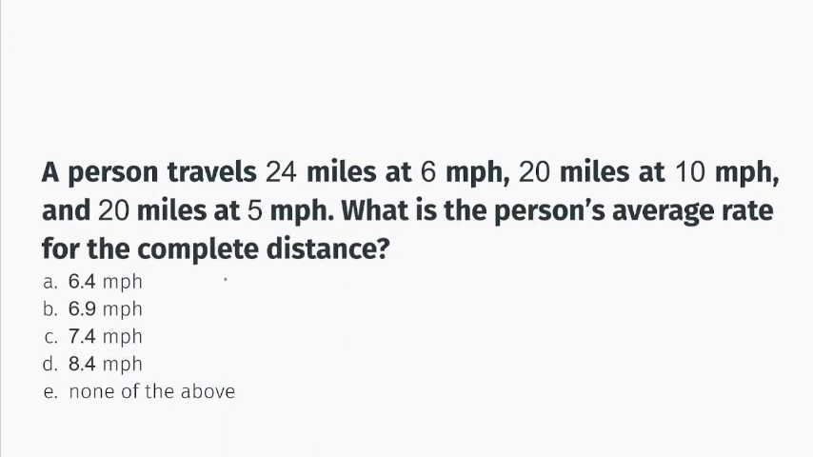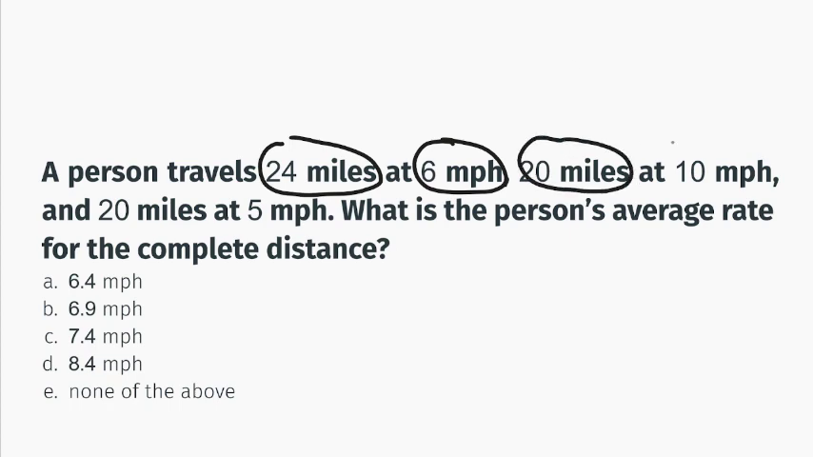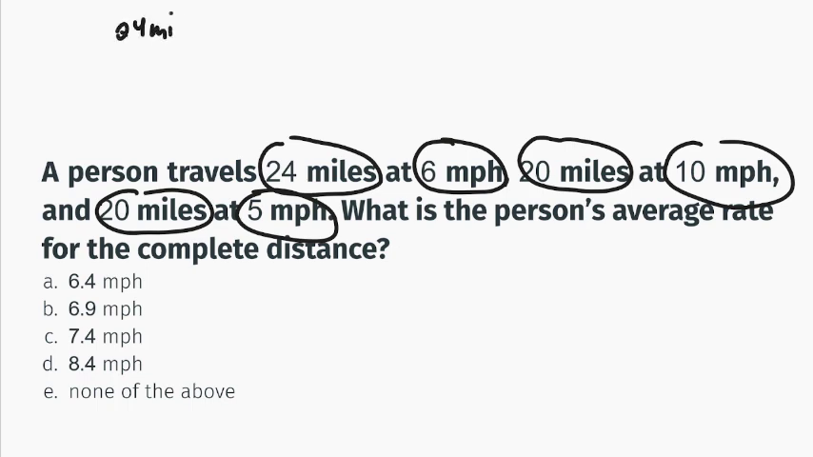Let's move on to the number 6. So a person travels 24 miles at 6 miles per hour and 20 miles at 10 miles per hour and 20 miles at 5 miles per hour. So what is the person's average rate for the complete distance? So first, let's take the time that it took for the person to travel. So if the person traveled 24 miles at 6 miles an hour, it means that, so we have the magic triangle here.